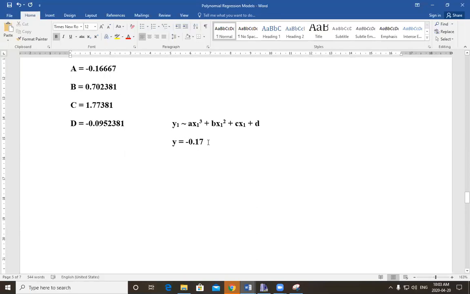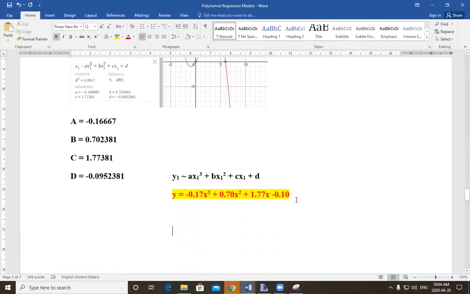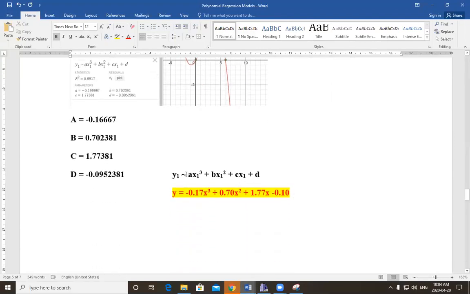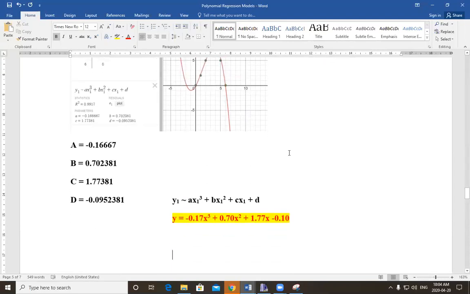So y equals negative 0.17x cubed plus 0.70x squared plus 1.77x minus 0.10. And that would be our cubic regression model that best approximates this data. So the only thing that's different is that we just used a different regression model. Okay, so that's how that works.